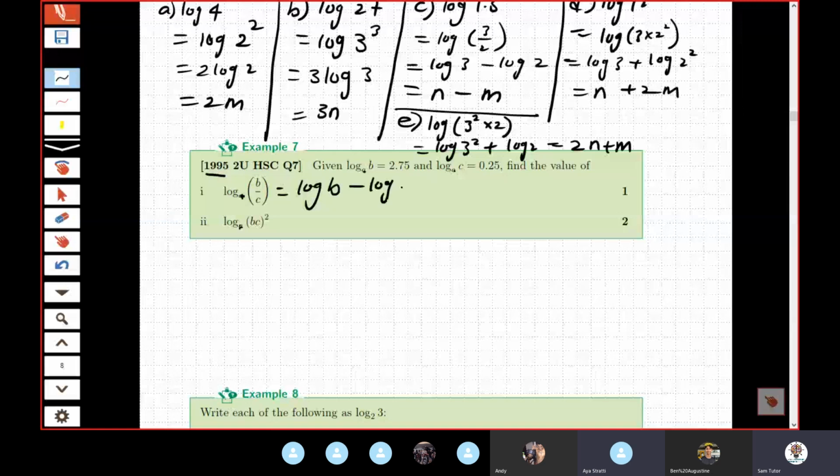Okay. So would I do log B minus log C? And then what's log B now? 2.75 minus 0.25. Look at that, 2.5. We got 1 mark. Easy marks. And then what would you do with this one when it says squared? Don't overthink it. You can't plus. You bring the 2 down. Okay. And then what do you do if they're multiplied? You add them. And that's it. That's all you got to keep in mind.